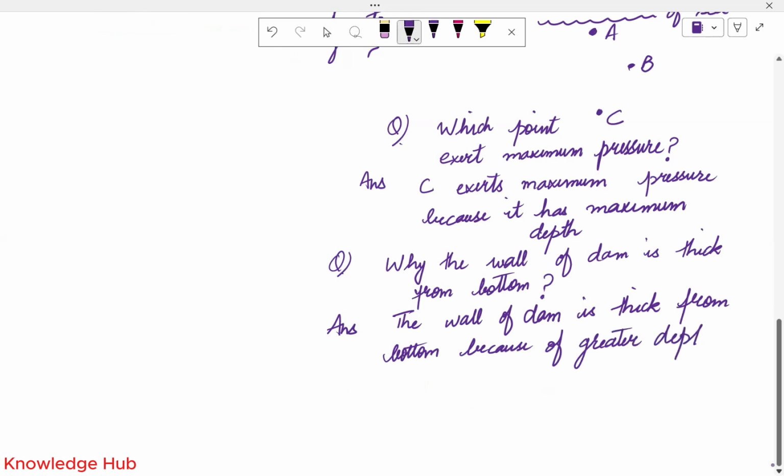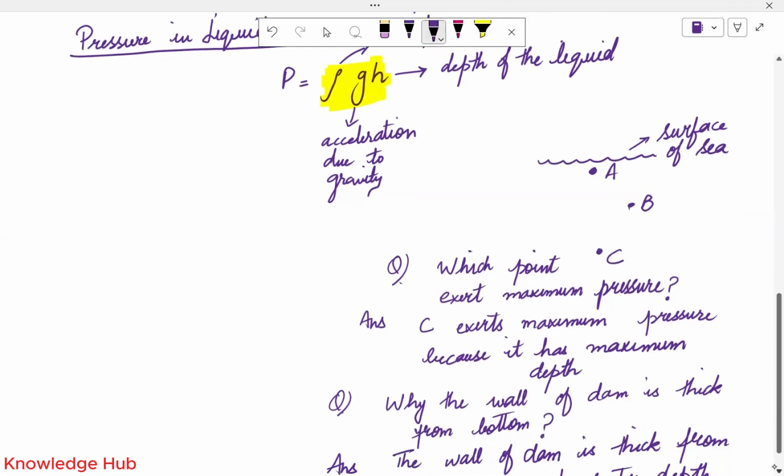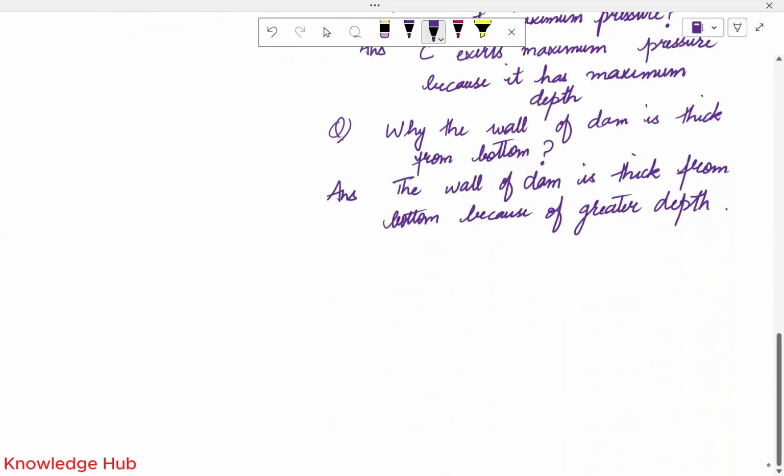So we know that pressure in liquids depends on depth, as we have seen in this formula, and it is directly proportional as well. So that is why it is exerting the maximum pressure, and that is why the wall of the dam has to be thick from the bottom.